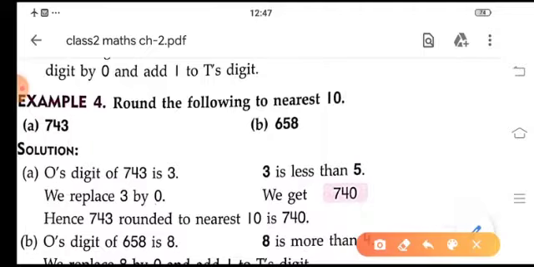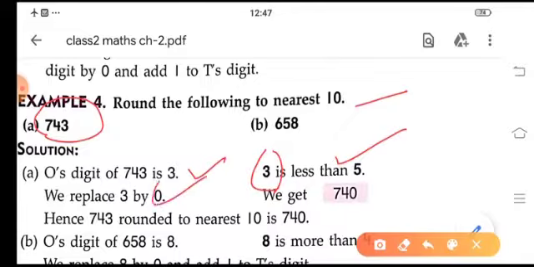Rounding off to the nearest 10, 743. First we see the number at the ones place. The ones place is 3, and 3 is less than 5. So we replace 3 with 0. So what do we get? We get 740. So 743 rounded to the nearest 10 is 740.